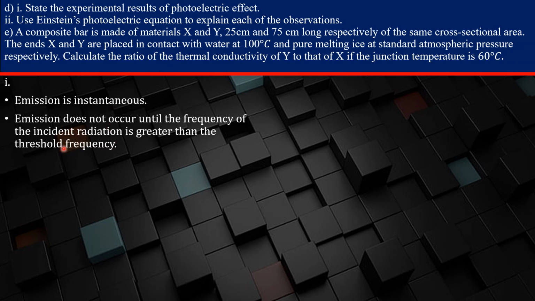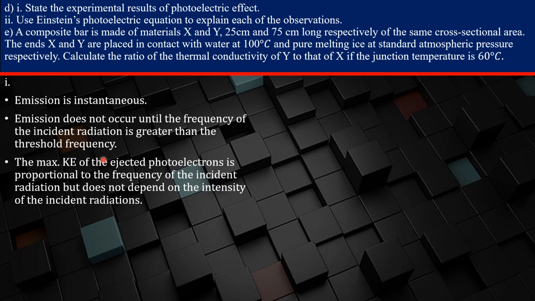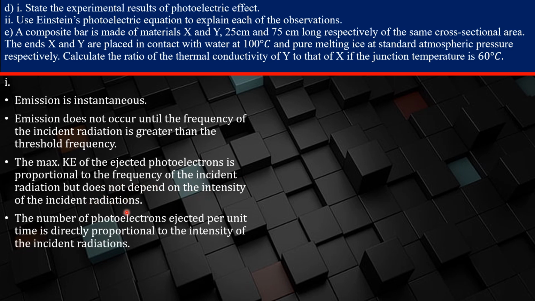Emission is instantaneous. Emission does not occur until the frequency of the incident radiation is greater than the threshold frequency. The maximum KE of the ejected photoelectrons is proportional to the frequency of the incident radiation, but does not depend on the intensity of the incident radiation. I'm just really stating them, guys. The number of photoelectrons ejected per unit time is directly proportional to the intensity of the incident radiation. And Roman 2 says use Einstein's photoelectric equation to explain each of the observations.